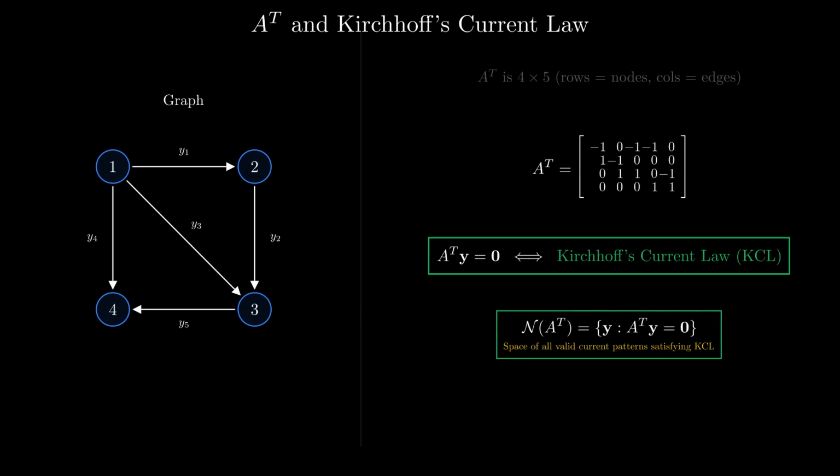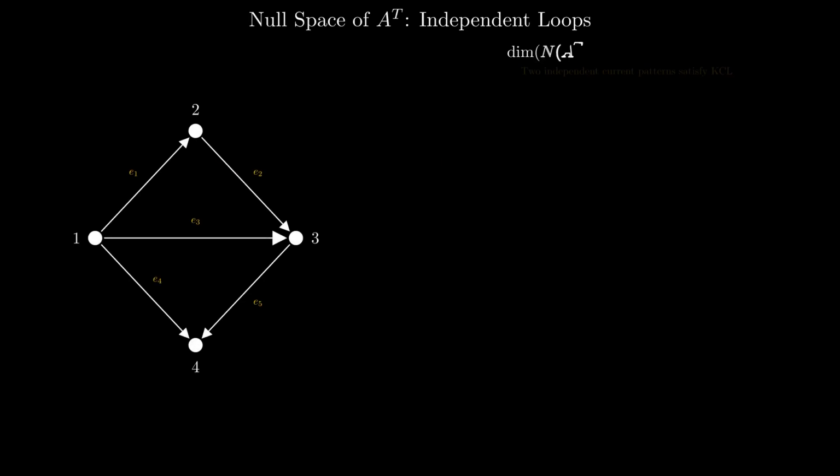The null space of A transpose, the set of all current vectors Y where A transpose times Y equals 0, describes every possible current pattern that satisfies Kirchhoff's current law at all nodes simultaneously. The null space of A transpose has dimension m minus r, which is 5 minus 3 equaling 2. This means exactly two independent current patterns satisfy Kirchhoff's current law.